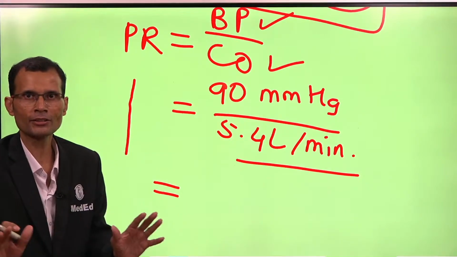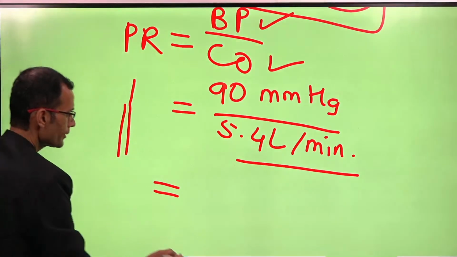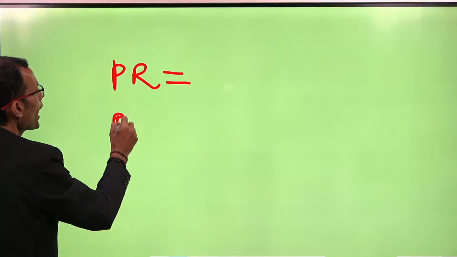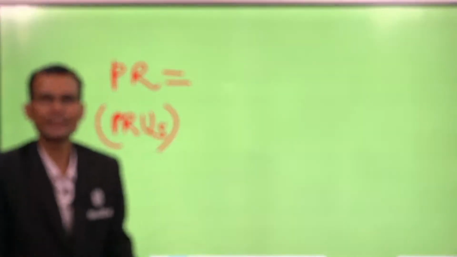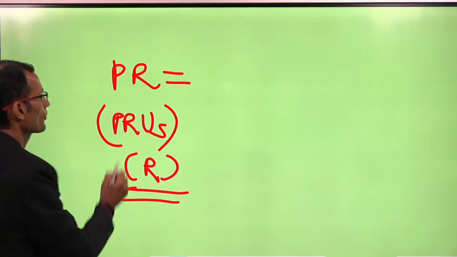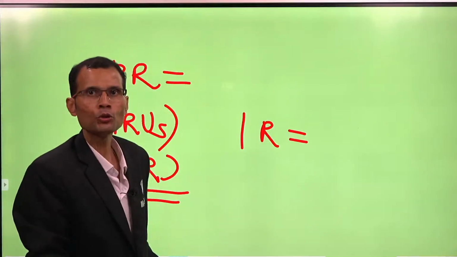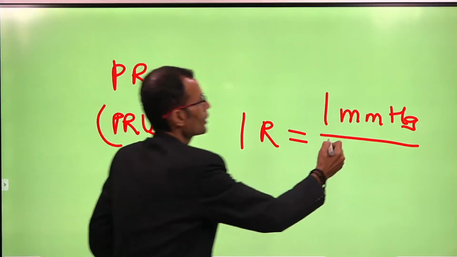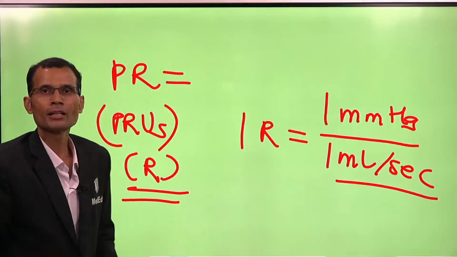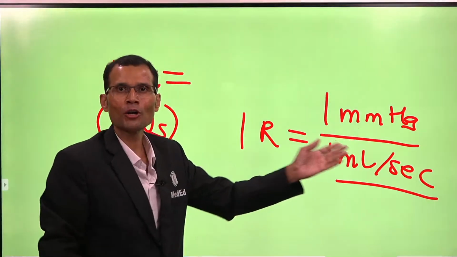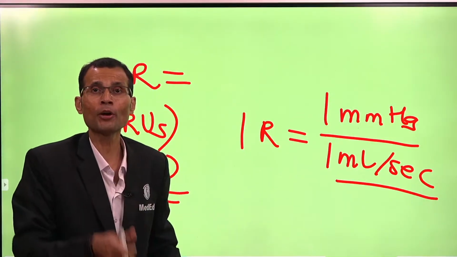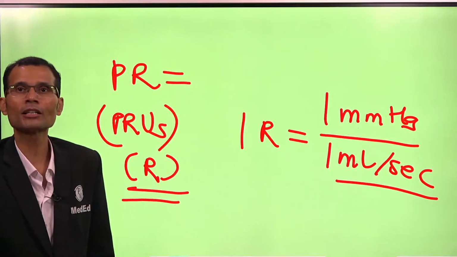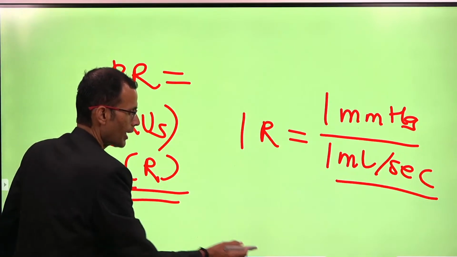So let me just define the peripheral resistance. Listen to the definition. Peripheral resistance is taken as PRUs, peripheral resistance units, or simply called R, and 1 R is equal to 1 mm of Hg when blood flow at the root of the aorta is 1 ml per second. Did you understand? The numerator was mm of Hg and the denominator, cardiac output, was 5.4 liters per minute. Where does this match? In this MCQ, liters per minute had to be converted into ml per second. Only after doing that will you get the answer.